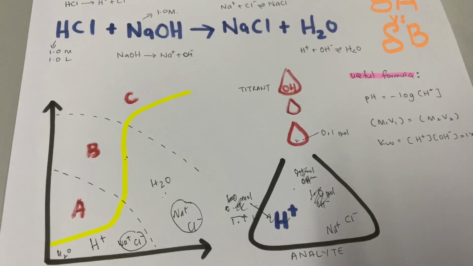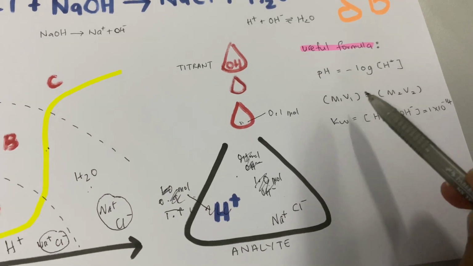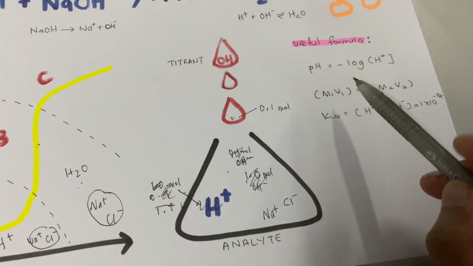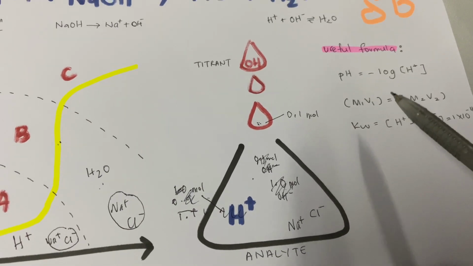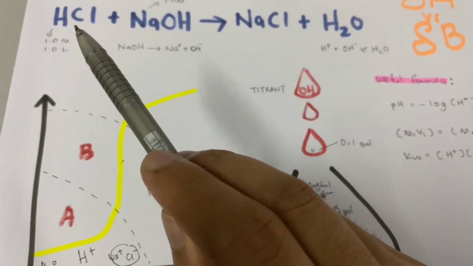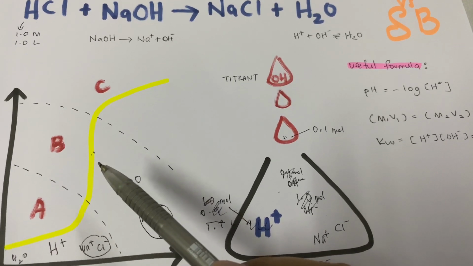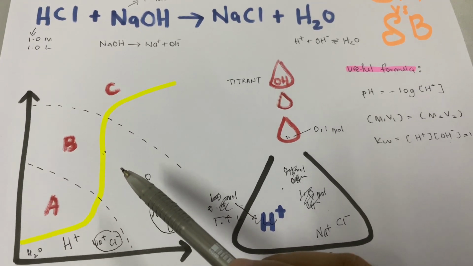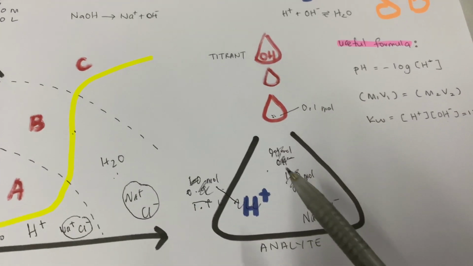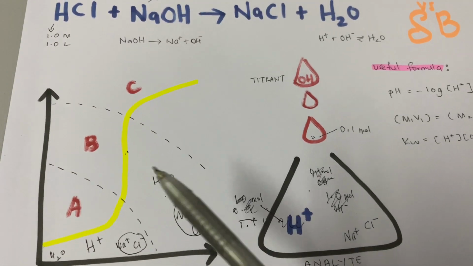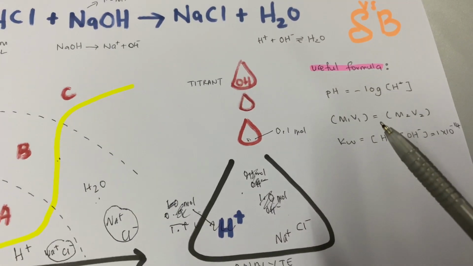Okay, so if we look at this formula here, M1V1 equals M2V2, this tells us how much volume of NaOH I need to add into the HCl so that we will have pH 7. So it means how much NaOH is needed for the acid to be completely neutralized. You need to neutralize all of this. So how much do you need to add in? You can use this formula.